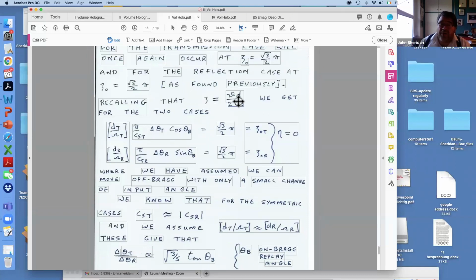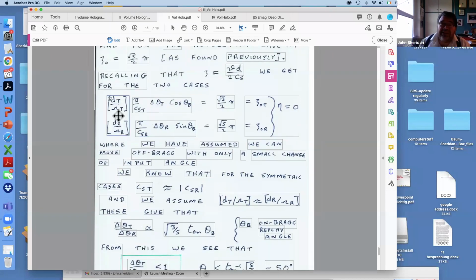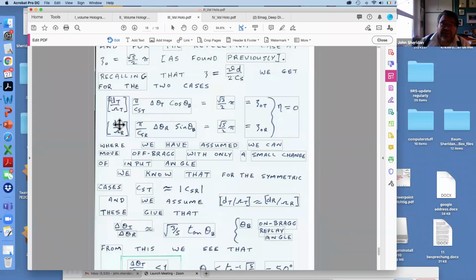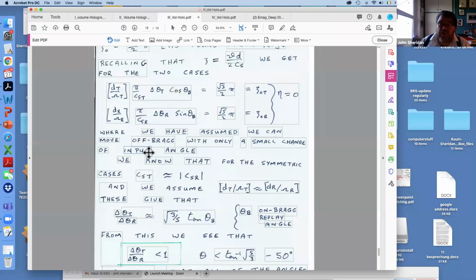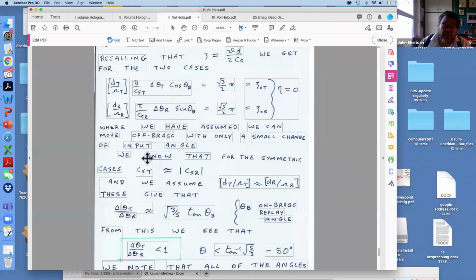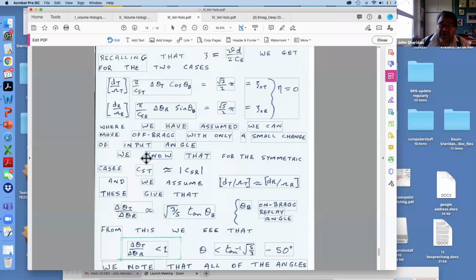Recalling that the off-Bragg parameter is given by this, dephasing parameter times d over twice cs, we get for the two cases that this variation, this rate of change... sorry, excuse me. This is for the transmission case, and this is for the reflection case. And this is d for the transmission case, and the period for the transmission case, and d for the reflection case, and the period for the reflection case. That pi over cs times this cosine theta is equal to the off-Bragg parameter for the transmission case, and the off-Bragg parameter for the reflection case. The first zeros when the eta is equal to 0, where we have assumed we can move off Bragg with only a small change of the input angle. So we're pretty much assuming a priori that we have relatively thick gratings or relatively strong modulation.